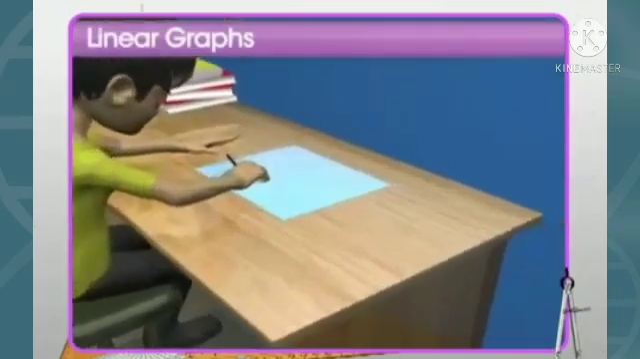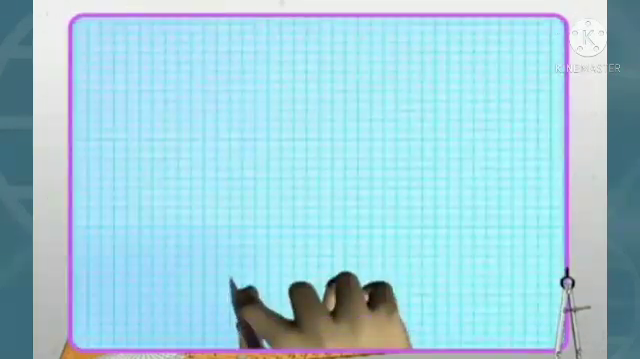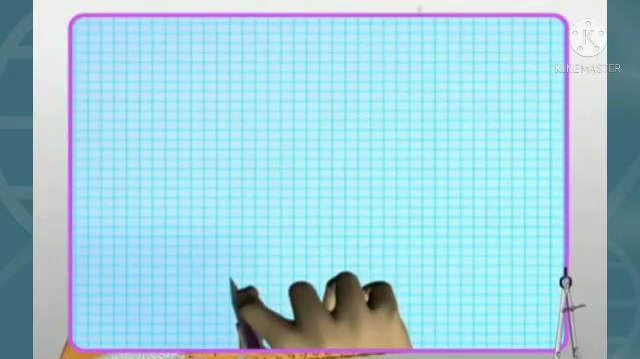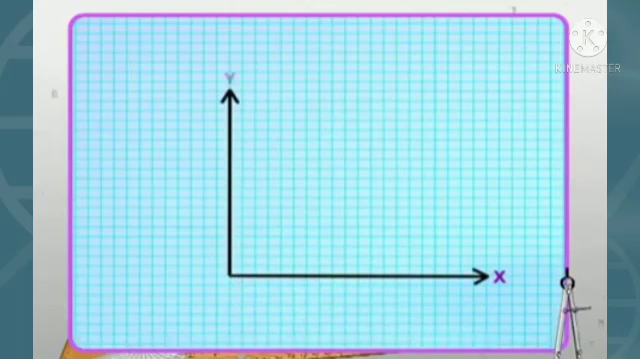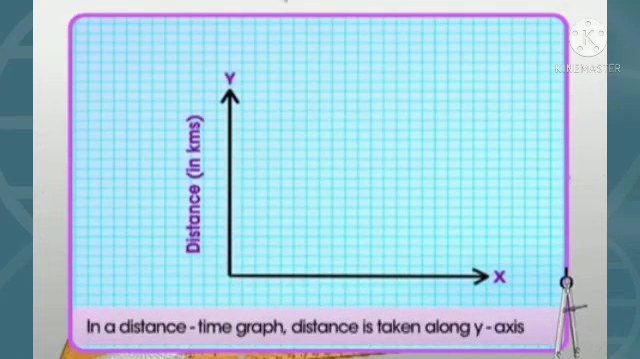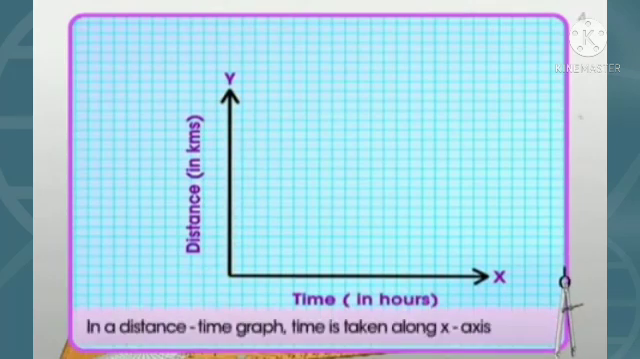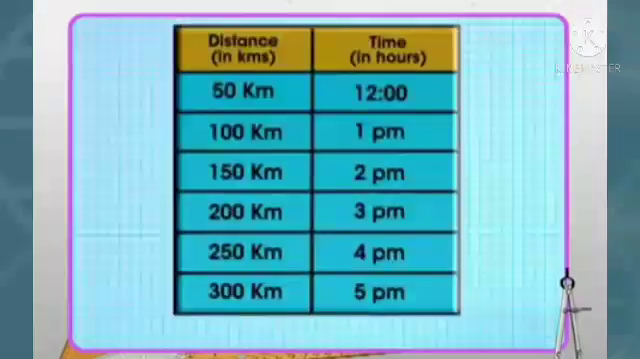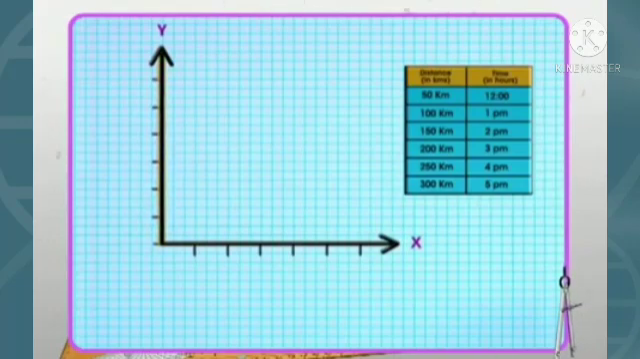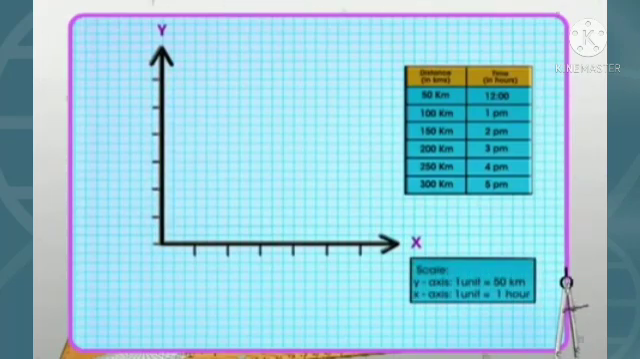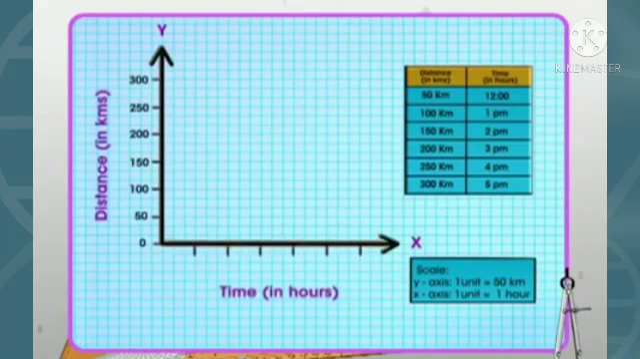Let's see how the little boy plots the graph out of the data of distance traveled and time taken by his car. He draws two perpendicular lines to represent the x and y axis. Distance d in kilometers is taken on the y-axis and time t in hours on the x-axis. On the vertical axis, that is the y-axis, choose the scale as 1 unit equal to 50 kilometers. Now we plot the points on the graph.